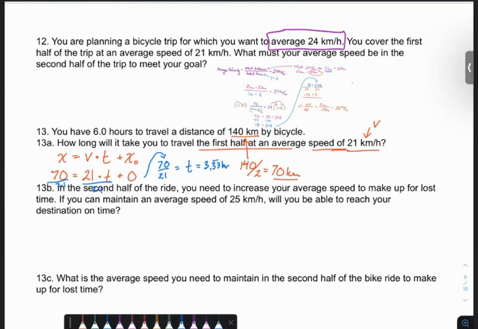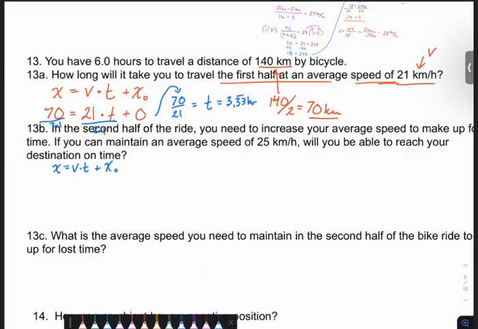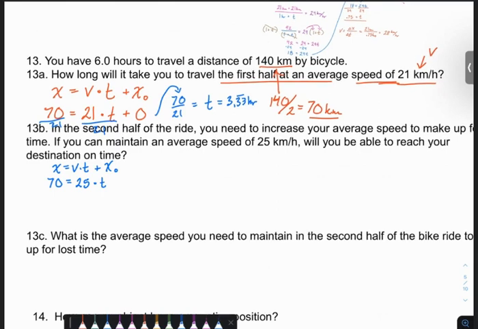It says in the second half of the ride, you need to increase your average speed to make up for lost time. If you can maintain an average speed of 25 kilometers per hour, will you be able to reach your destination on time? So again, I'm going to use my equation. I'm going to travel the other 70 kilometers, but now I'm going to travel at 25 kilometers per hour times time, and I want to know if I'm going to reach my destination. So if I solve for time, I would get 2.8 hours for my time.